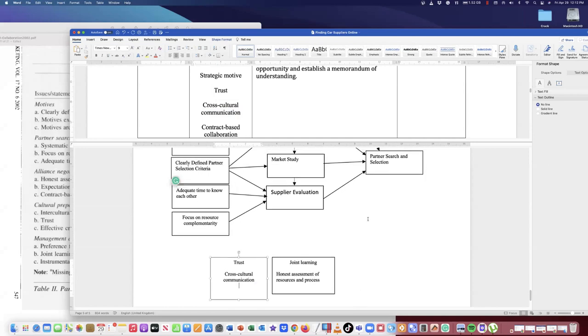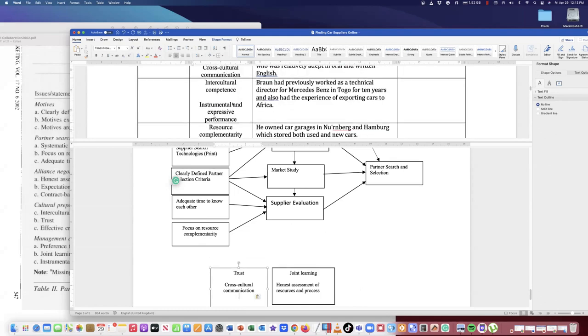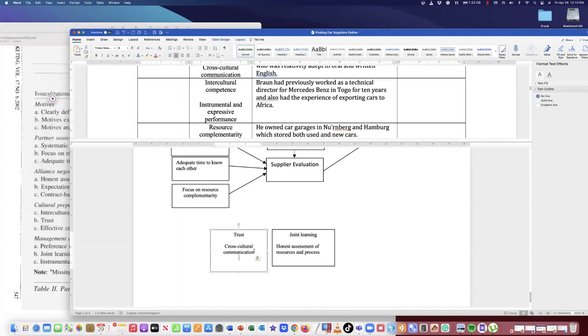I think contract-based... Prof, please, I have a question. Yes, please. Prof, if you look at trust and cross-cultural communication, trust is more or less like the individual's demand, but cross-cultural would be the market base, what the people would demand. So if you put the two in one box like that, because trust is what I prefer in the relationship, but with issues of culture, it may be a national issue.